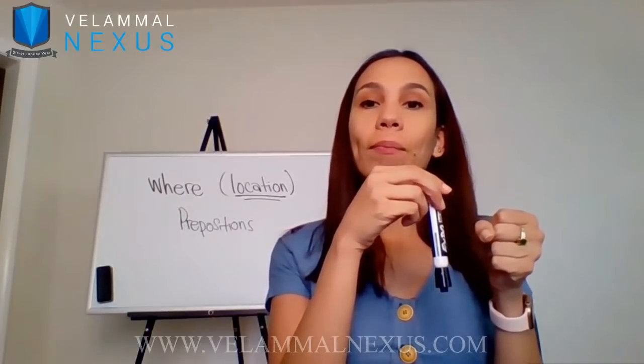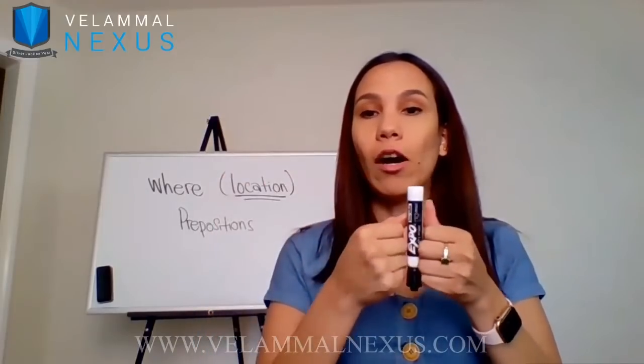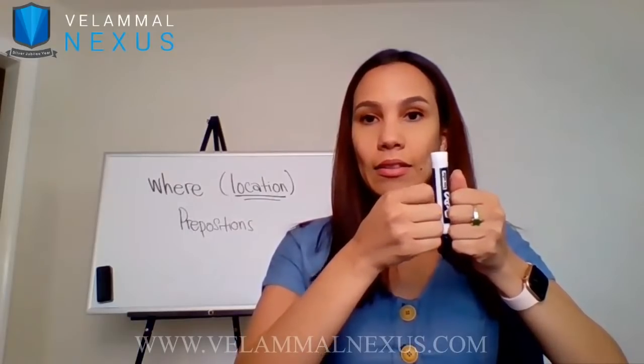Then we have near. This is my hand, this is the marker, and we say the marker is near my hand. And then we have far, okay? Far is different, the distance is different. This is near, this is far, okay? And finally, we have between. The marker is between my hands, okay?